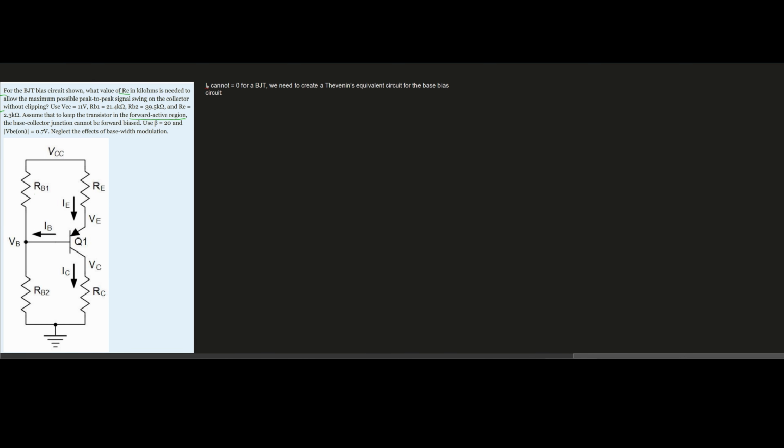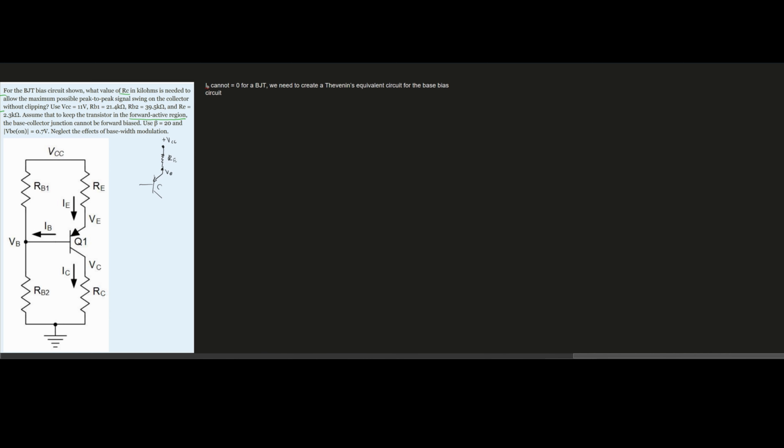And since it cannot equal 0 for a BJT, we need to create a Thevenin equivalent circuit for the base bias circuit. So we can do this. It's going to be the same process as last time, not exactly the same because obviously our currents are going in different directions. So we're going to start with the node up here, which is our plus VCC, and then it's going to go down into our RE, and then into our VE right here, and then after our VB we are going to go into our PNP. So it's going to look like this, and then we can go down here.